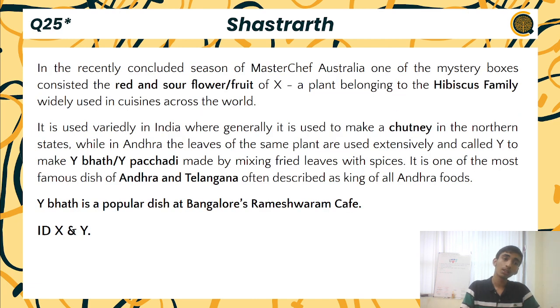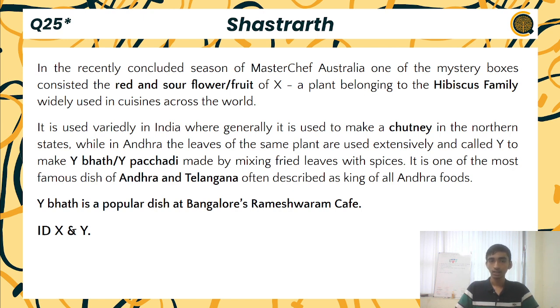Moving on. Question number 25. Please note that question number 25 is star marked and carries double points. So, in the recently concluded season of MasterChef Australia, one of the mystery boxes consisted of the red and sour flower or fruit, you could call it, of X, a plant belonging to the hibiscus family, and that is very widely used in cuisines all across the world. Right? So it is used variedly in India too, where generally it might be used to make a chutney in the northern states like Bihar, Jharkhand, and Gujarat.